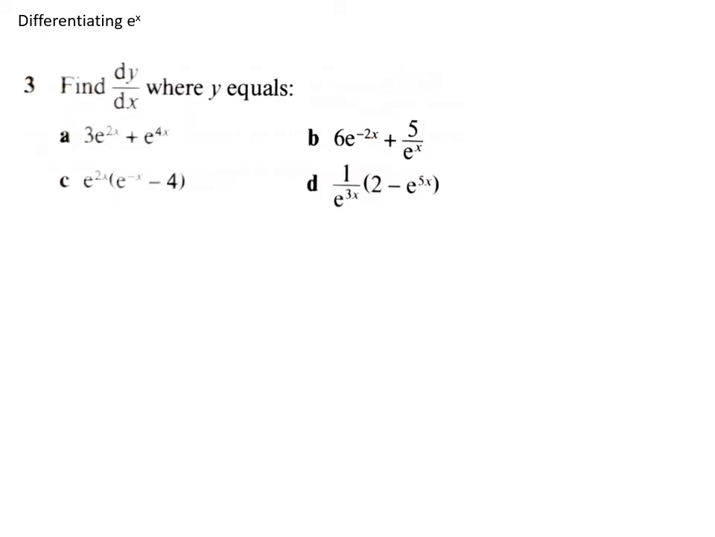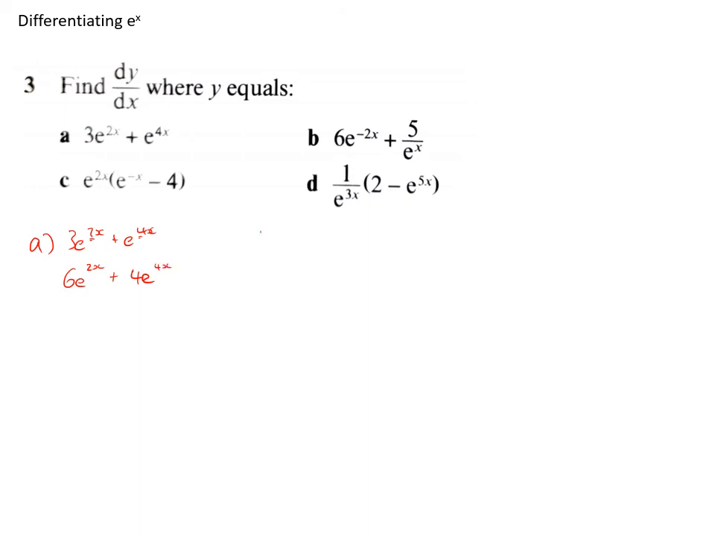Now these can be mixed up into some more complicated formats, so I just want to run through a few of these. So here, in part A, we've got 3e to the power of 2x plus e to the power of 4x. There's two separate e functions here, so this is nice and easy to go forward with. Bring the coefficient of x to the front, so I'd have 6e to the 2x to differentiate the first term, and the same idea with the second term. Bring the coefficient of x to the front, so that's a 4e, and then the power remains the same, 4e to the power of 4x.